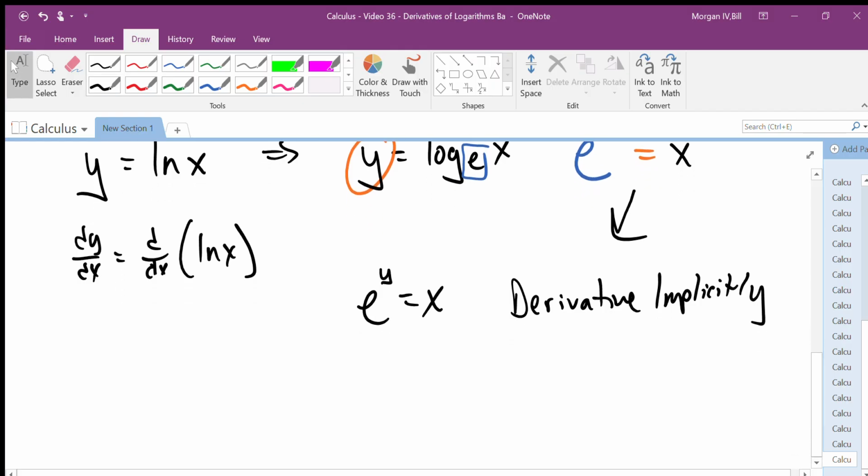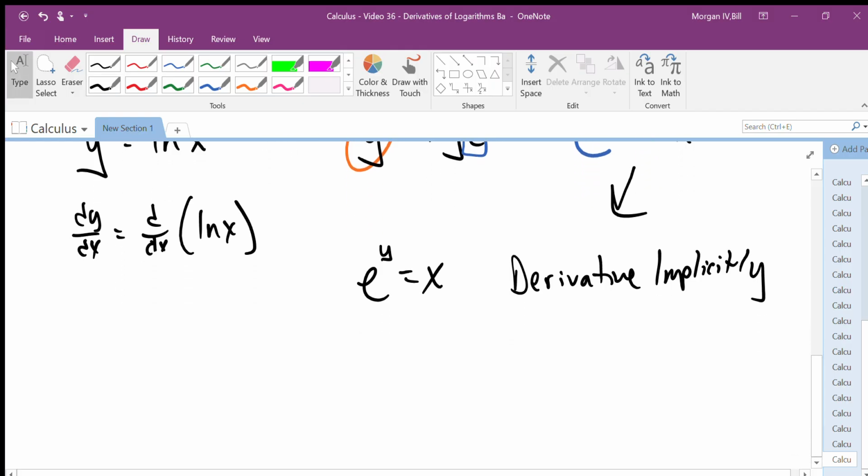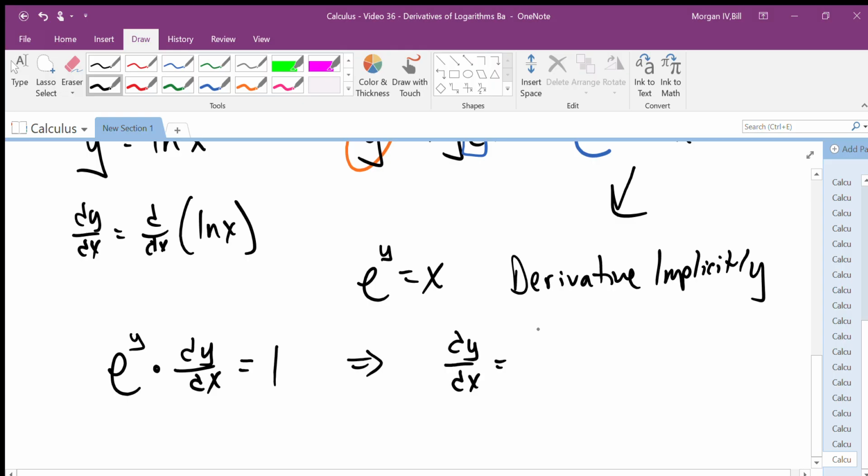Okay, so taking the derivative implicitly on both sides here, the derivative of e to the y, it's an exponential function, so its derivative is itself, e to the y, times the chain rule, the derivative of y, so times dy dx. And we'd also do it times the natural log of the base, except for it's just base e, so you don't have to. And the reason you don't have to is because the natural log of e is 1, and so you're just multiplying by 1 here. All right, so that's the derivative implicitly on the left-hand side. The derivative implicitly on the right-hand side, the derivative of x is 1. Solve for dy dx. Solving for dy dx, we get dy dx is 1 over e to the y.